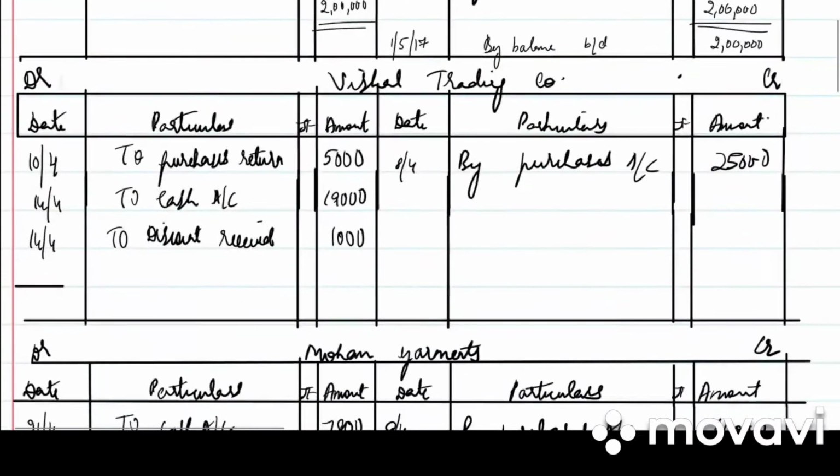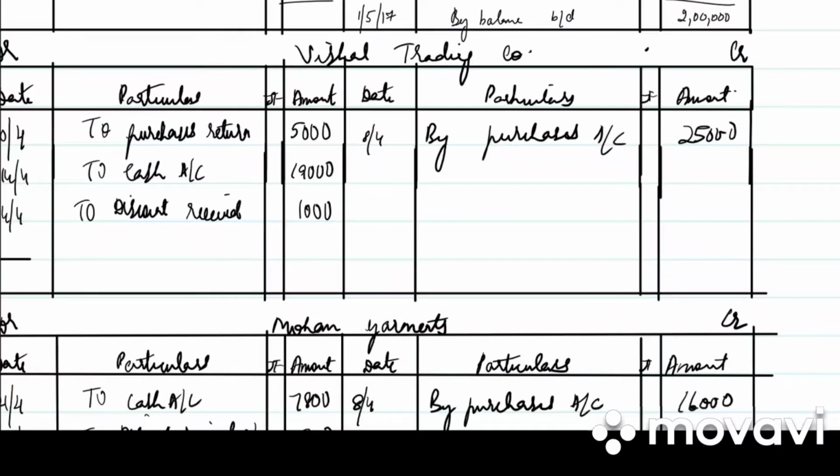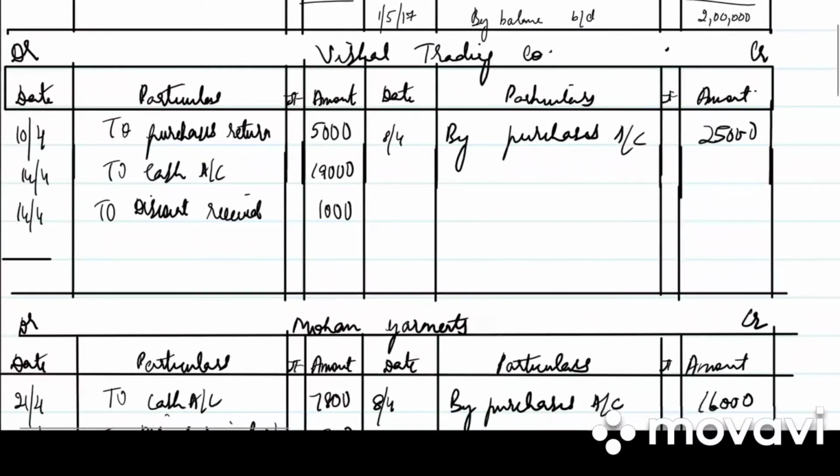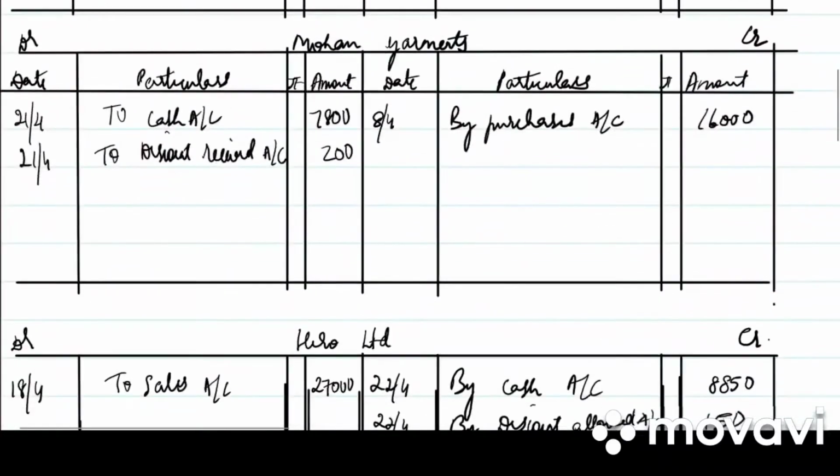This was the capital account. Next we have Vishal Trading. Which side is more? Both the sides are equal, so there would be no balancing. We would just write 25,000 on both the sides. Then we have Mohan Garments. Which side is more? Credit side is more. So 16,000.